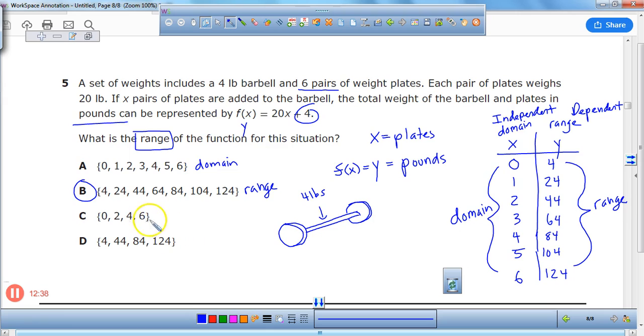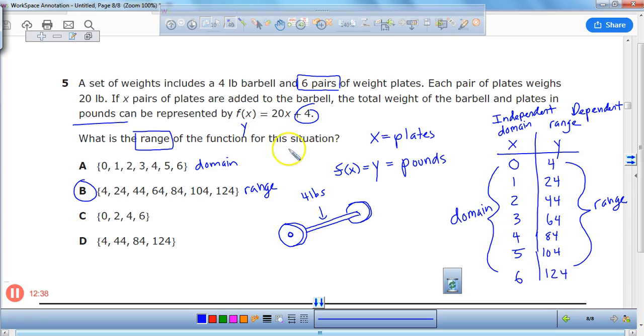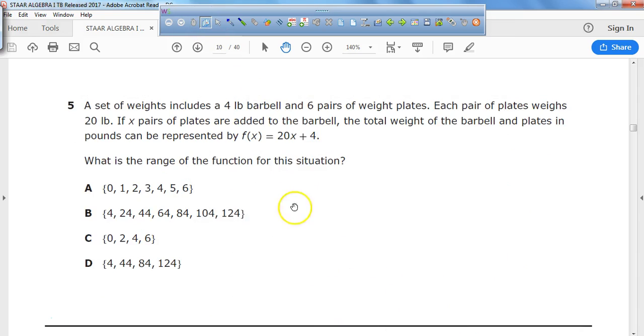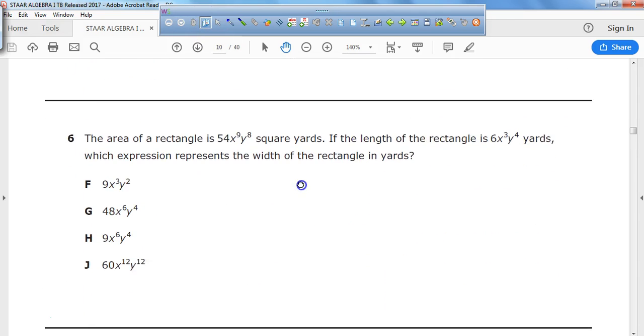Okay? And then you have to have two silly answers. Okay? So there we go. There's a better barbell. There we go. And you can add a total of what? 6 pairs. So you'd be pretty strong if you did that. All right, moving on. Let's check this out.